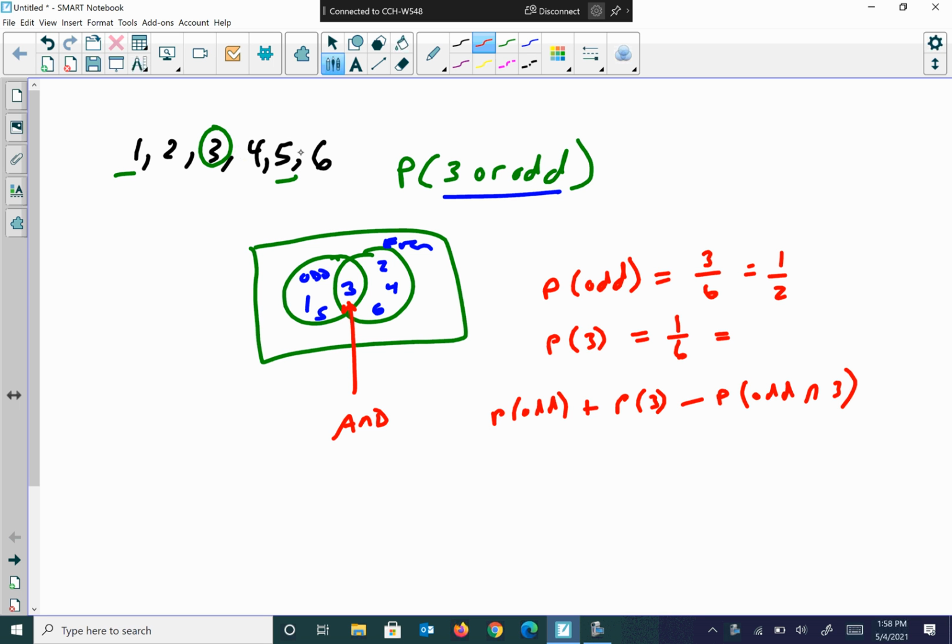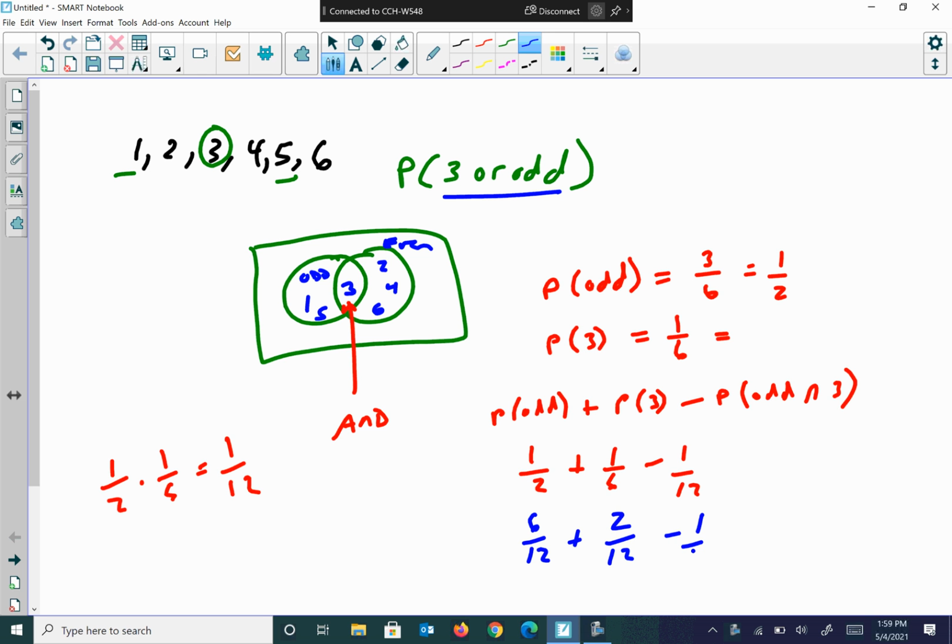All right, so the probability of an odd is 1/2. Probability of 3 is 1/6. The probability of it being 3 and odd, we're going to go 1/2 times 1/6. So that's 1/12. So we're going to subtract 1/12 from it. To get a common denominator on all these would be 12. So this one would be 6/12. This would be 2/12 minus 1/12. So 6 plus 2 is 8. 8 minus 1 is 7. So I get 7/12 is the probability I roll a 3 or an odd.